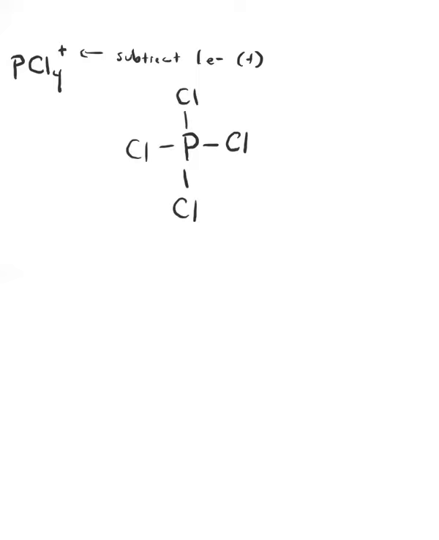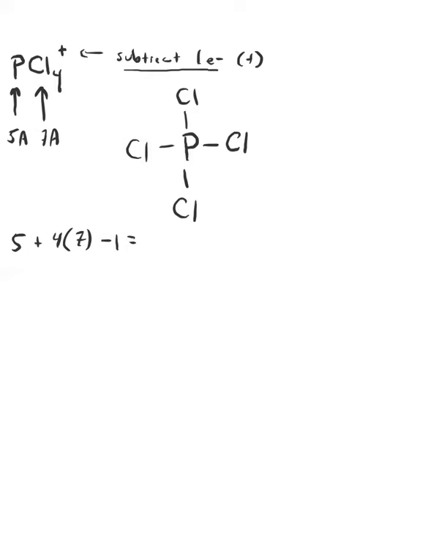Okay, now let's count up all of our electrons. We have 5 electrons for the phosphorus, that's in group 5A, so you got 5. Chlorine is in group 7A, so you got 5 for the phosphorus and 7 for each of the chlorines. However, we got to subtract 1 electron. So I'm going to subtract 1.